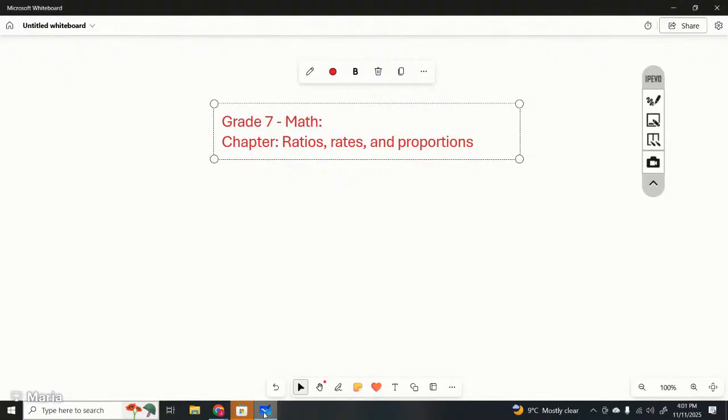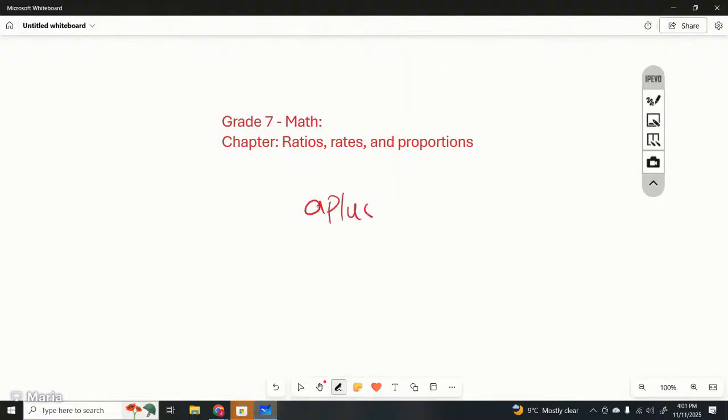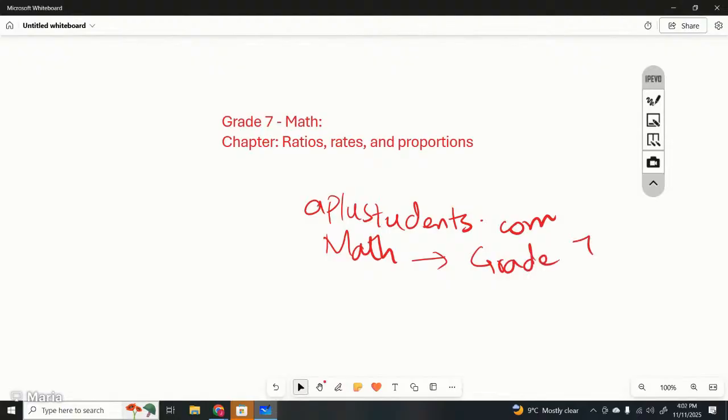We are here for grade 7 math. You can find all the lessons on aplusstudents.com. You have to log in there using your email address and password as provided by the administrator. Then select math from the subject tab, scroll down to grade 7 math and click on view all lessons. There you can find a list of the chapters. We're going to start with the chapter ratios, rates, and proportions.